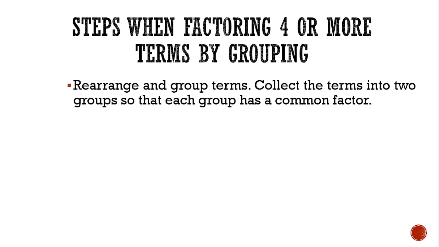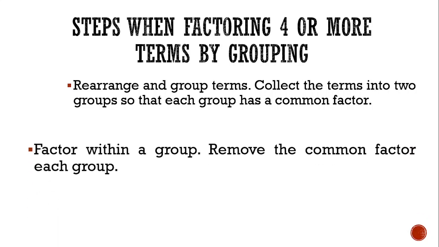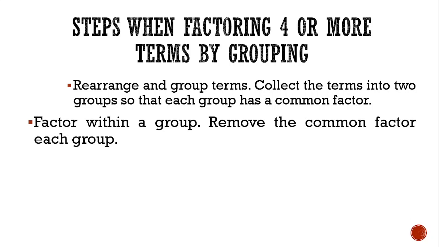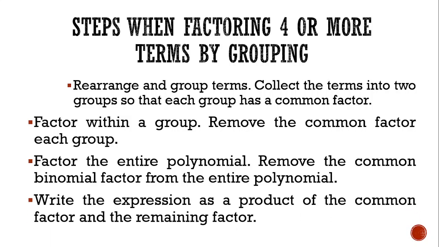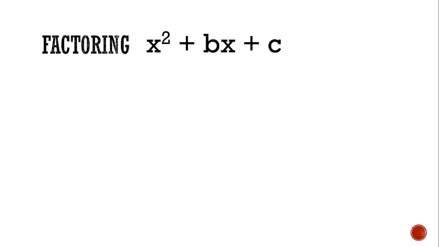Steps in factoring 4 or more terms by grouping. First, rearrange and group terms. Collect terms into two groups so that each group has a common factor. Second, factor within a group. Remove the common factor of each group. Third, factor the entire polynomial. Remove the common binomial factor from the entire polynomial. And last, write the expression as a product of the common factor and the remaining factor.